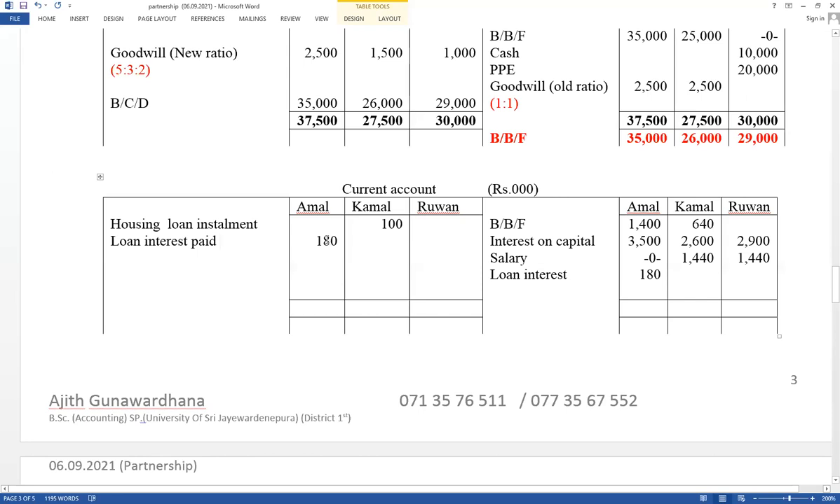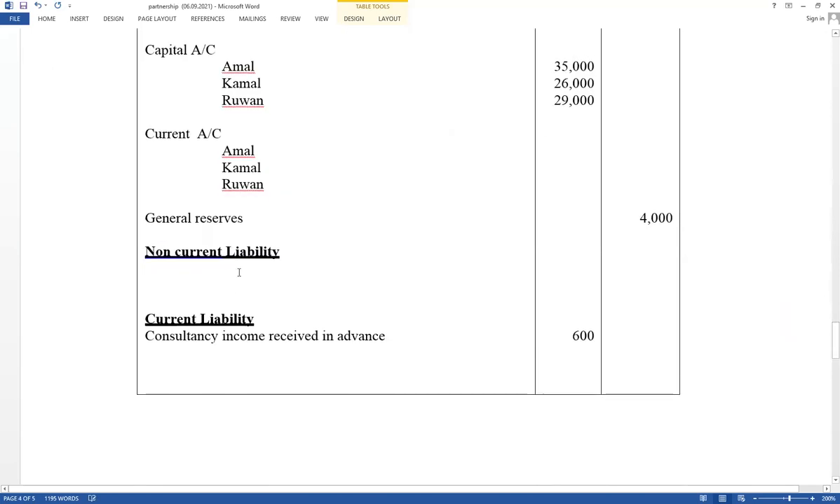But it is available in the trial balance. It means there was a double entry. The cash account is already credited. Therefore, now only Amal current account debit as loan interest paid. As well, loans should be included under non-current liability. Loan account, within brackets Amal. That is a loan given by the partner. It should be recorded in the financial position, in the second column, value equals 6,000.